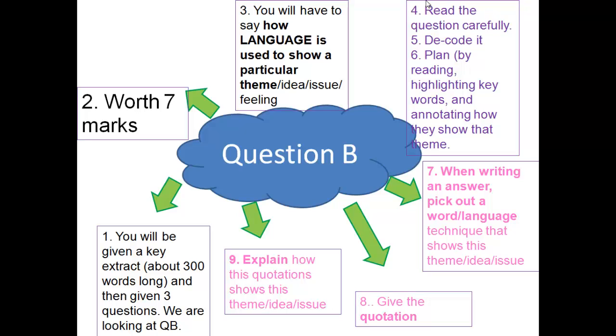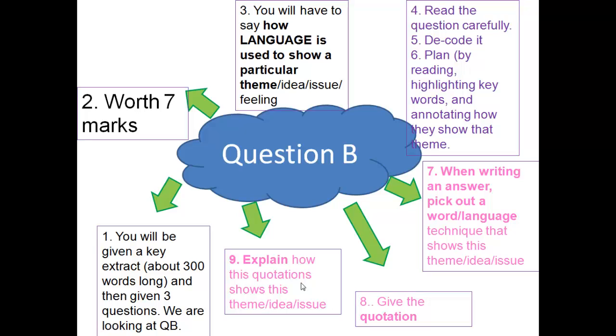And before you start writing, you'll need to plan out your answer. So the best thing to do would be to read that key extract, highlighting the words that show this key theme, and label and annotate how it shows that theme. Once you've done that, you're ready to write. When writing your answer, pick out a word or language technique that shows the theme or idea or issue that's in your question. You'll then give the quotation and then explain how this quotation shows this key theme.